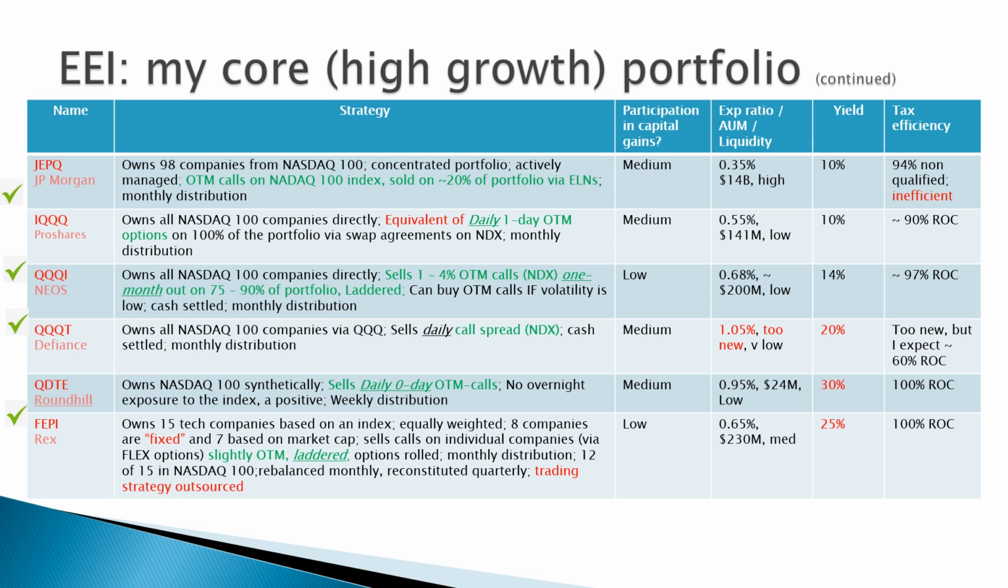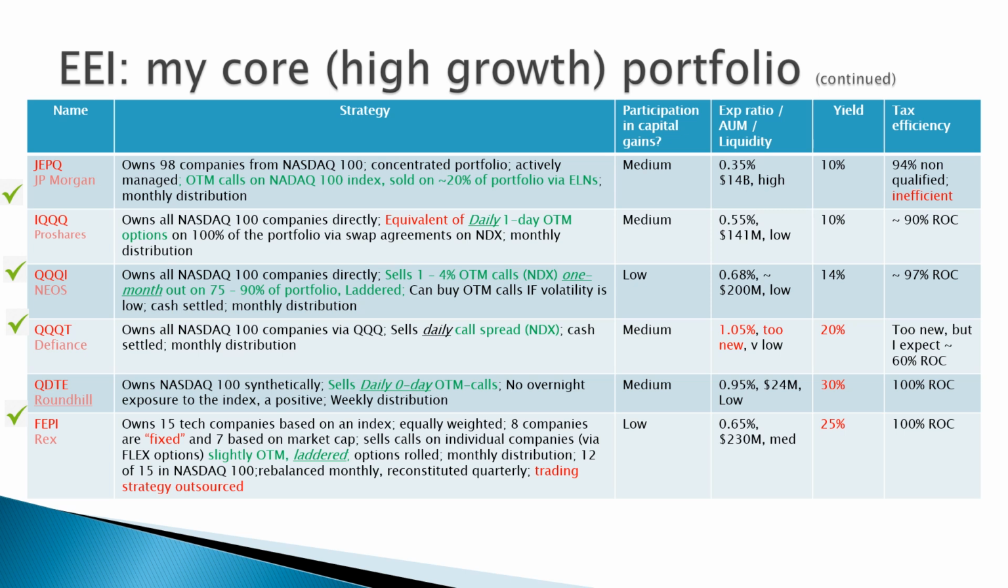FEPI has held up rather well, and so my position in that has gotten a little bit larger and will eventually end up being 5% if things go the way they are. So what they do is they're selling calls on the individual companies, not on any index, slightly out of the money, laddered, options are rolled, monthly distribution. I like the rebalancing monthly because you're constantly taking gains, but you're selling expensive, buying cheap. So I like that. Participation capital gains I'm going to rate as low.